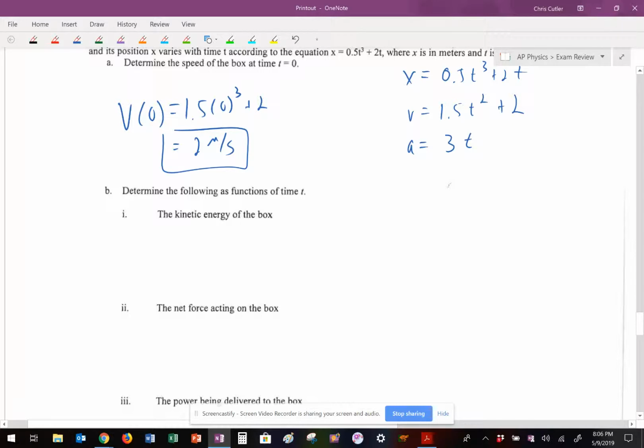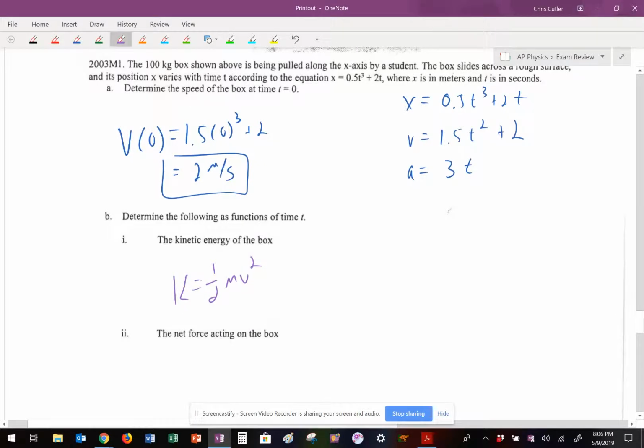Determine the following as functions of time t. So in these places, we want the velocity with the only variable being t. All right, kinetic energy. K equals 1/2 mv squared. Do we know the mass? Yes, it's 100 kilograms. What's half of 100 kilograms? It's m over 2, right? 1/2 m. So it'd be 50 times our velocity, 1.5 t squared plus 2, squared. You do not have to multiply that out. You could FOIL it all day long, but this is good enough. You've got a function with respect to t.